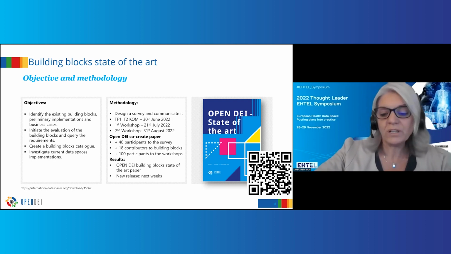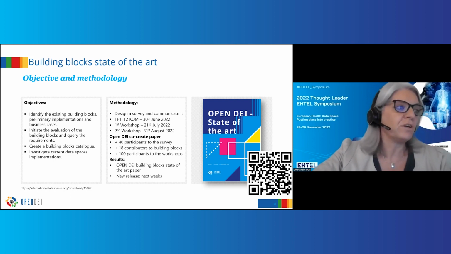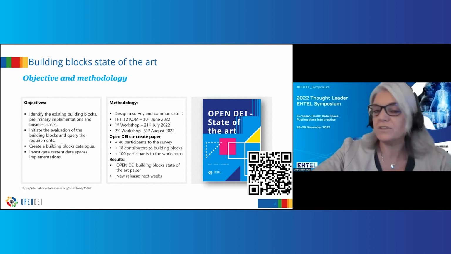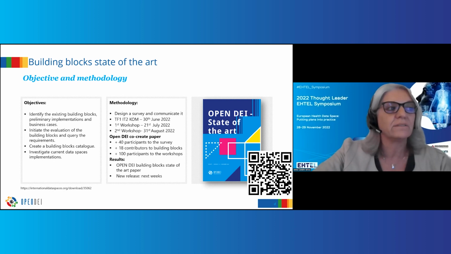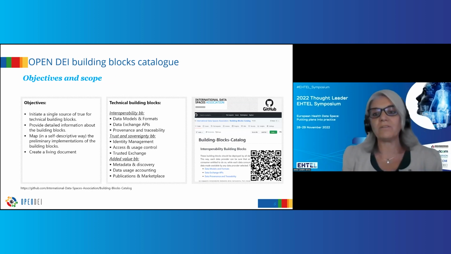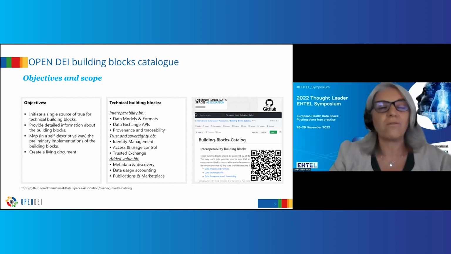So during the second iteration of the project, we developed a survey, and we identified how the different projects around OPENDEI have contributed to develop part of these building blocks. And here you have the QR where you can find this document as an initial starting point, because the future data space support center will work further on these building blocks and the creation of a blueprint.